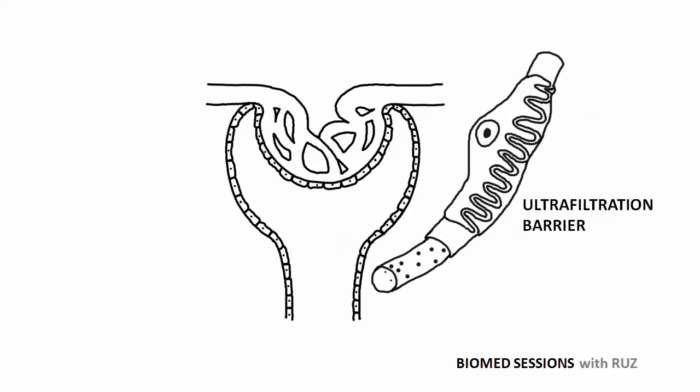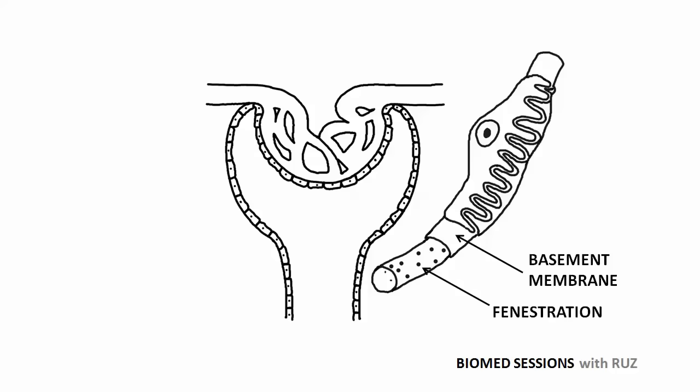As you can see, there are three layers. Our bottom layer is the endothelium of the capillary, which contains these pores, known as fenestrations. This layer basically lets everything through, except for blood cells. Our middle layer is the basement membrane, which prevents the filtration of large proteins.